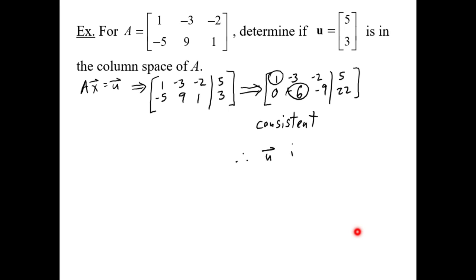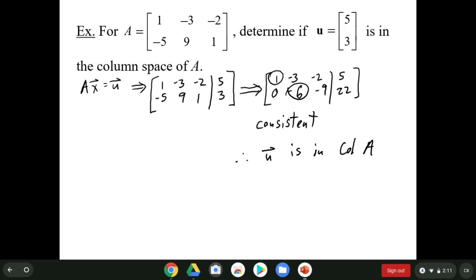Therefore, U is in the column space of A. That's it. Okay, there is a solution. We didn't find it. I don't actually care what the solution is, but it definitely does exist. Okay, let's see. How about this one?